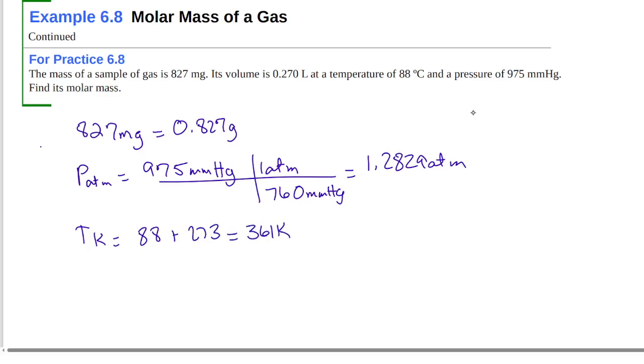Now we can solve for the moles. As we determined earlier, n is equal to PV over RT, and that's equal to 1.2829 atmospheres times 0.270 liters.